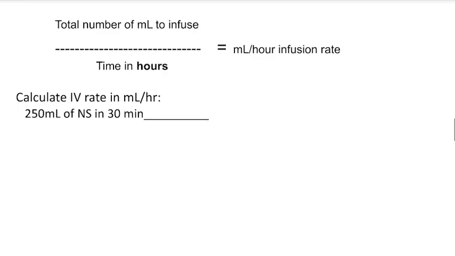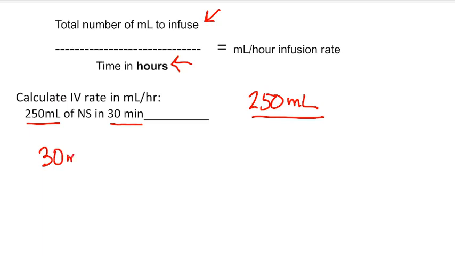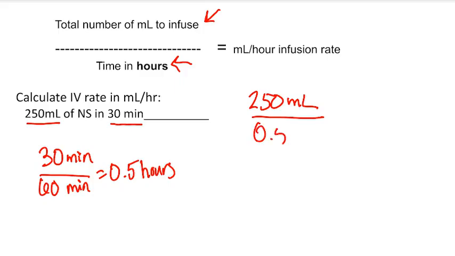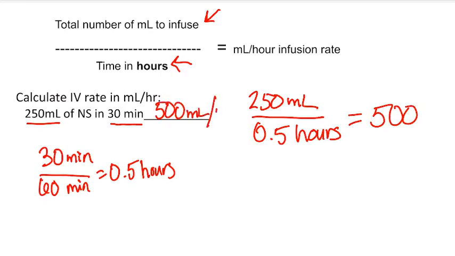Okay, so now we have 250 milliliters in 30 minutes. So my total number of milliliters to infuse is 250 milliliters, but now my time in hours I have to calculate. So if I take that 30 minutes divided by 60 minutes in an hour, I'm going to get 0.5 hours. So now that time in hours is going to be 0.5 hours. And I go to my calculator and I take 250 and I divide that by 0.5 and I get 500. 500 what? 500 milliliters per hour.